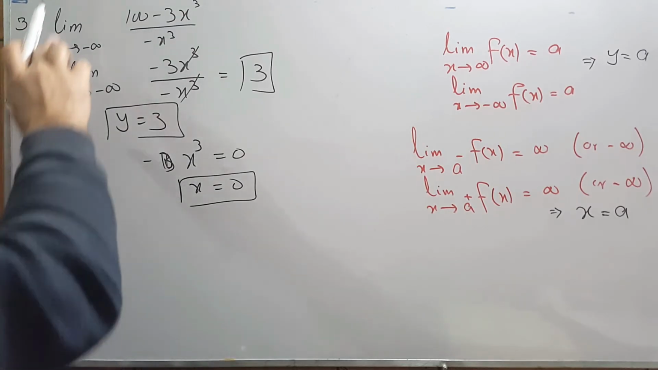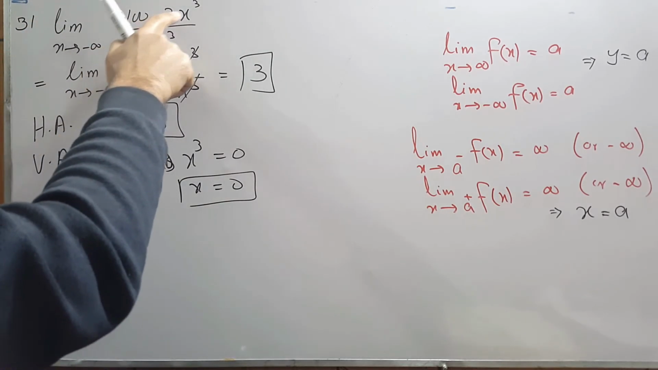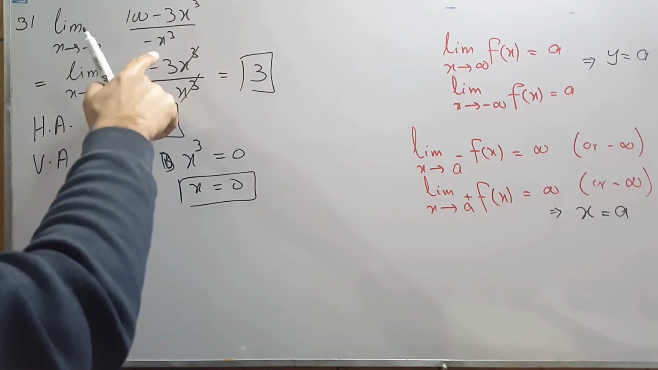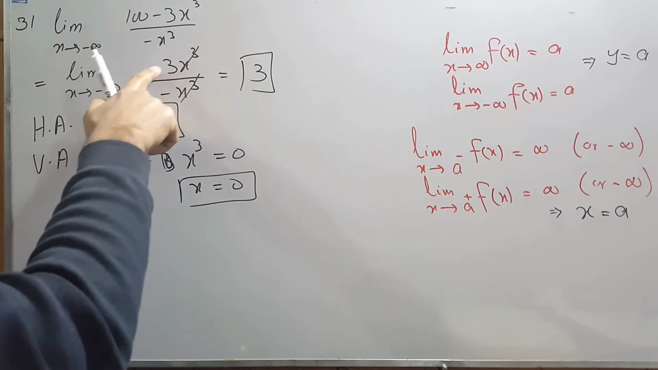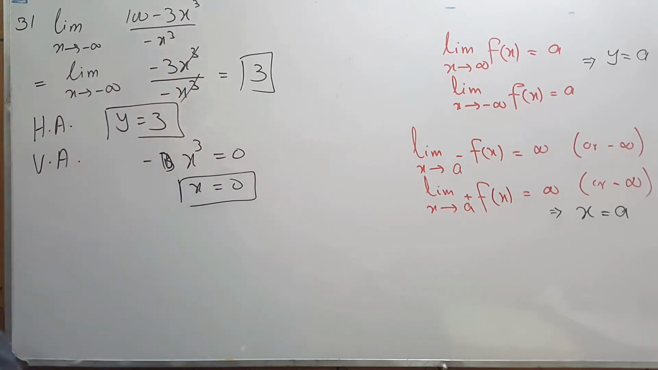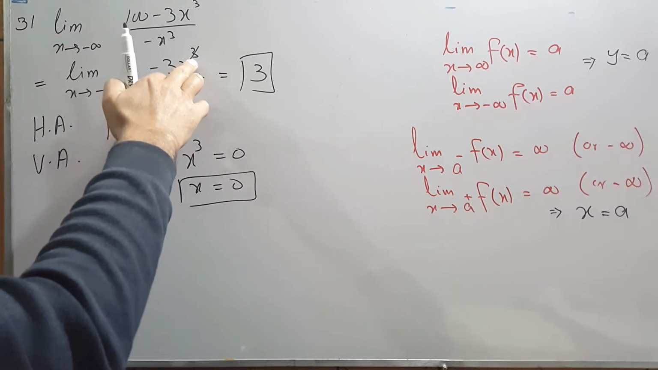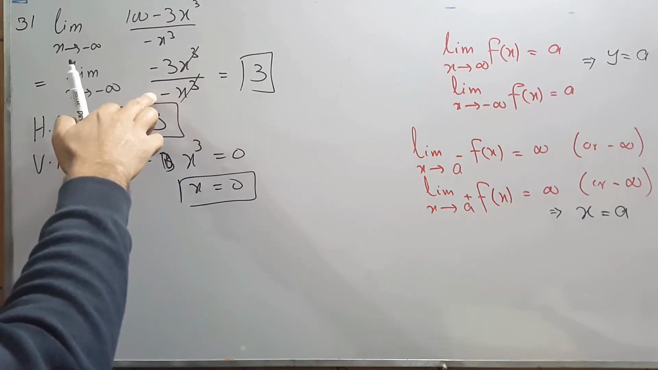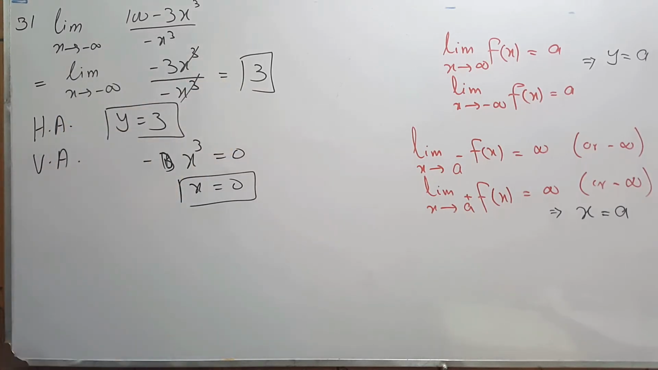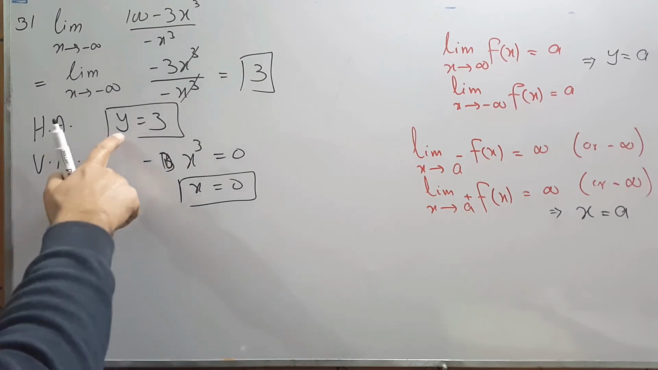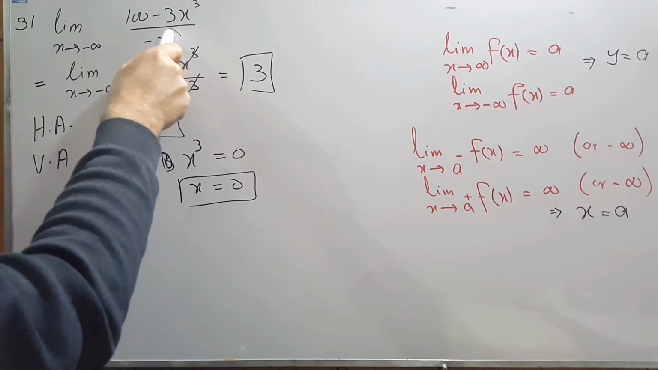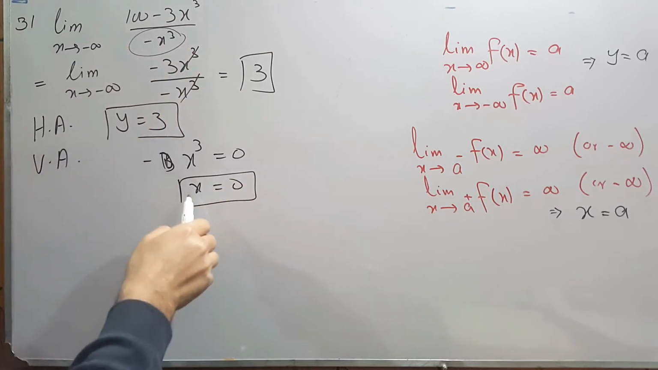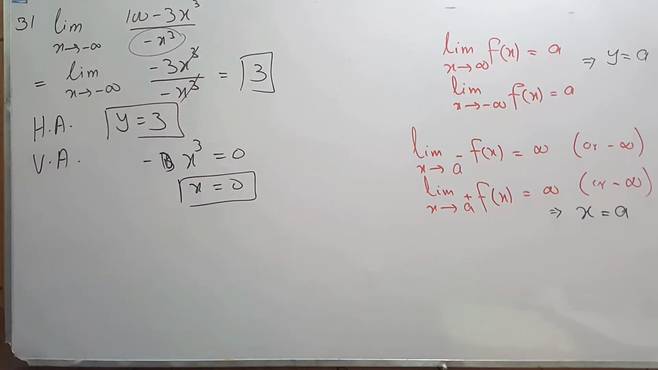In this example, we can see that minus 3x cubed is the highest power of x, and here minus x cubed is the highest power. Now x cubed and x cubed will cancel each other, minus 3 over minus 1 becomes plus 3. So the limit is plus 3, and the horizontal asymptote is y equals 3. For the vertical asymptote, put the denominator equal to 0 and solve it. This gives us x equals 0 as the vertical asymptote.